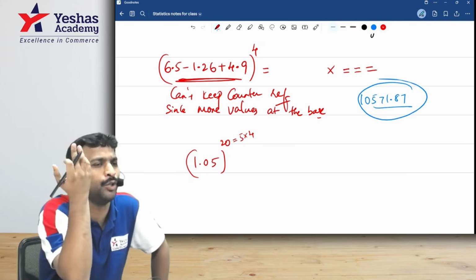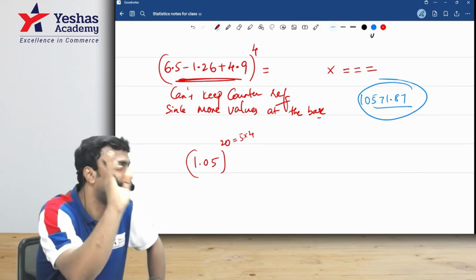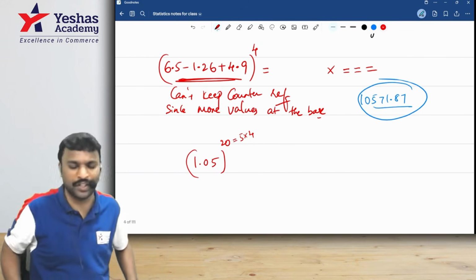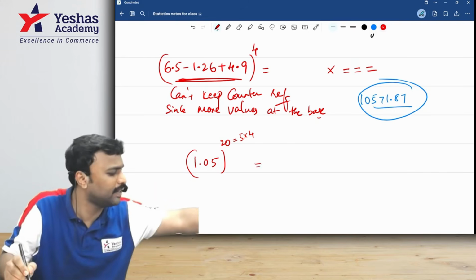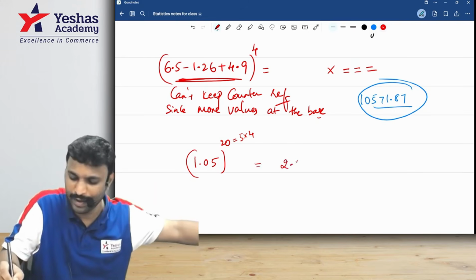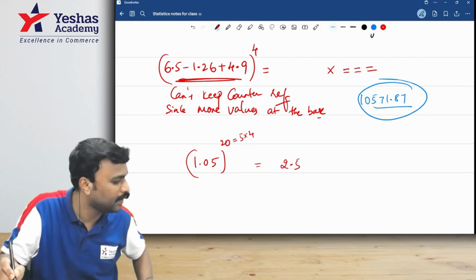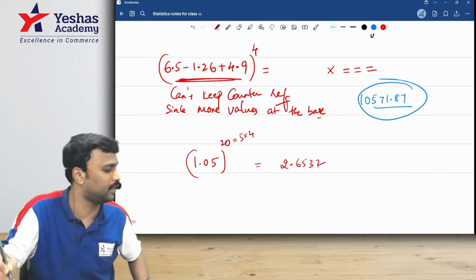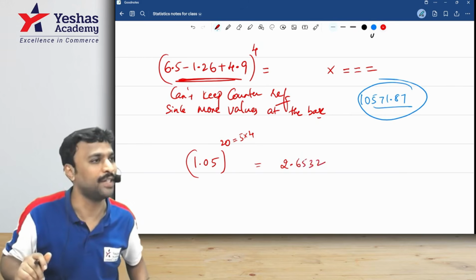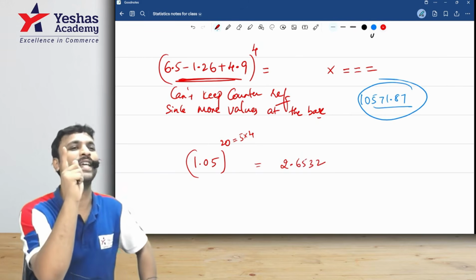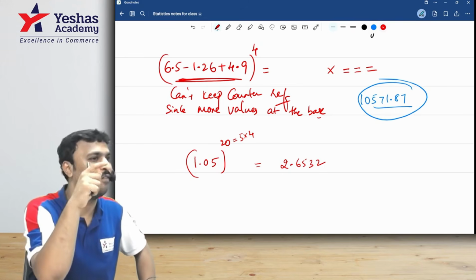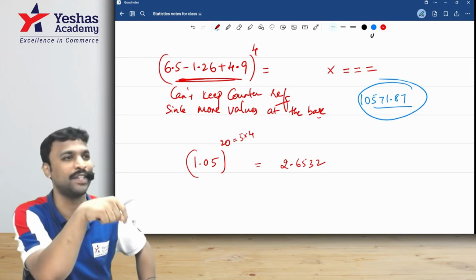So why not 10 into 2? Of course you can do it. 20 is 5 into 4, yes or no? What I would ask you to do, first of all, this value is how much you got? 2.6532. Correct? Now, you see, you need not press equal 19 times. Within no time, you will be able to solve the same.